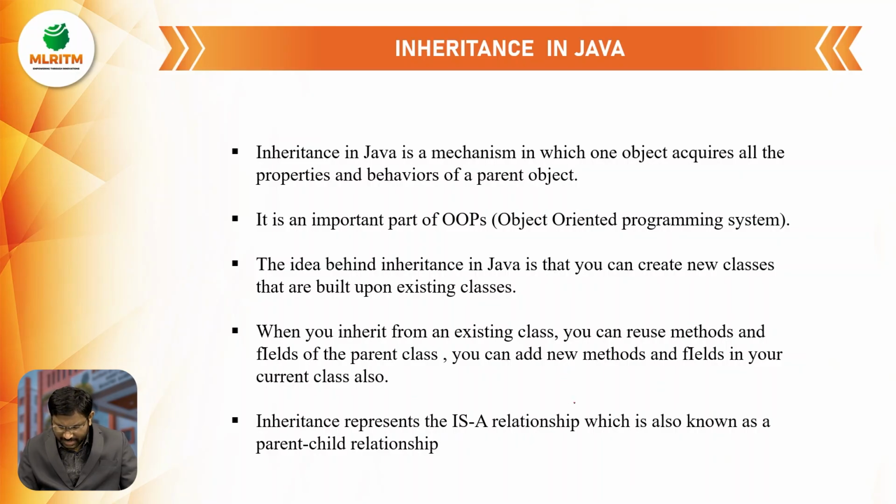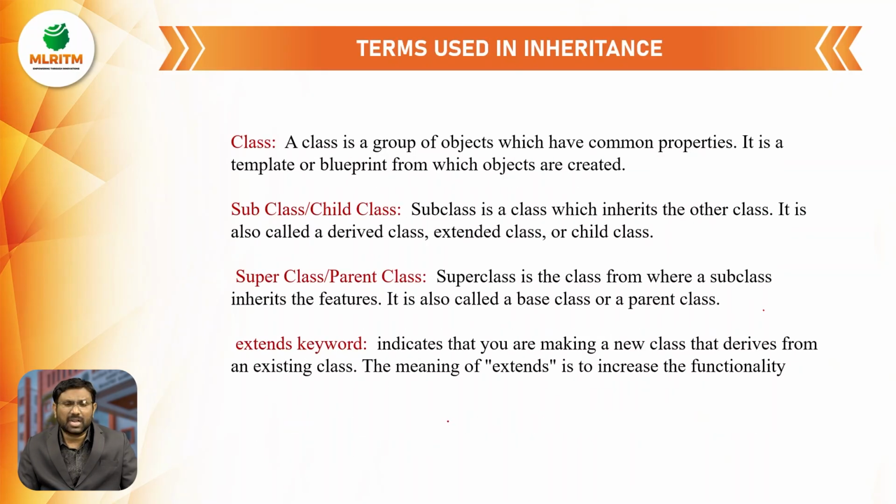Inheritance represents an is-a relationship, which is also known as a parent-child relationship. Here I am going to discuss first what is a class, what is a superclass, and what is a child class or subclass, and also I would like to discuss the extends keyword. So class, superclass, subclass, extends keyword. These four terms I am going to explain in detail here.